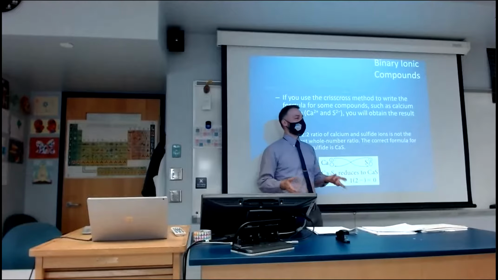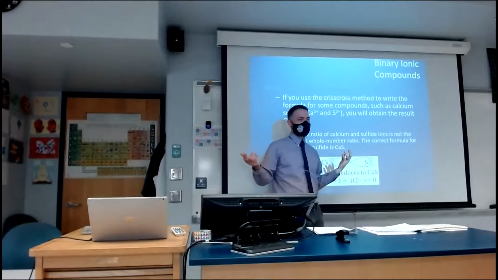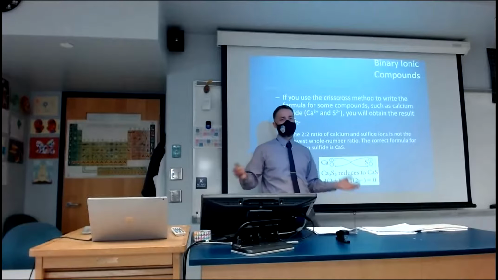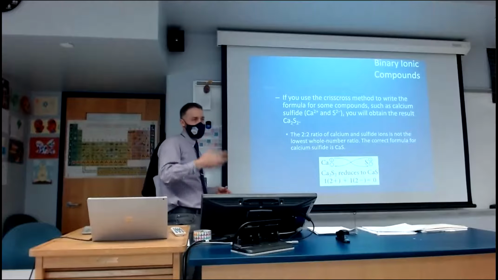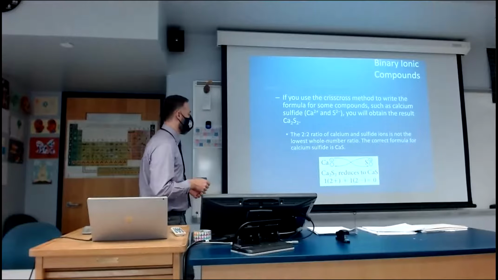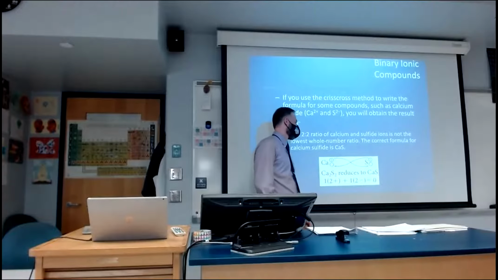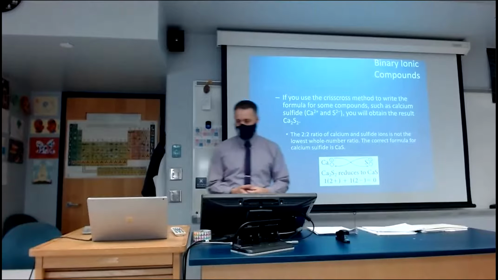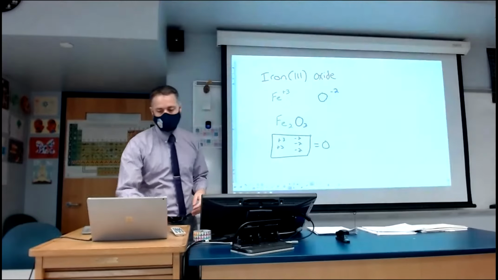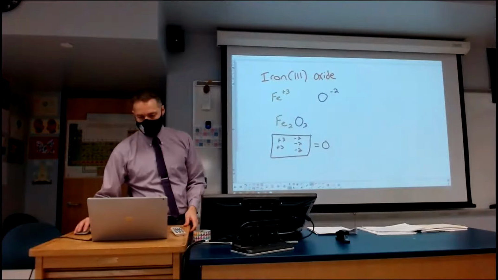And most of you at this point would just go, okay, they balance out. We need 1 of each. And you'd be 100% right. That's what you need, 1 of each. +2 and -2 just balance. But if you're just kind of in the habit of doing the crisscross method, you might end up bringing the 2's down, get Ca2S2. Well, ionic compounds always have to be written in lowest whole number form.